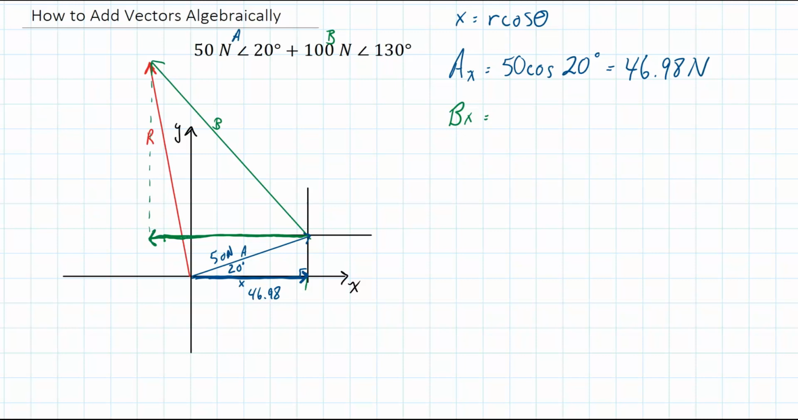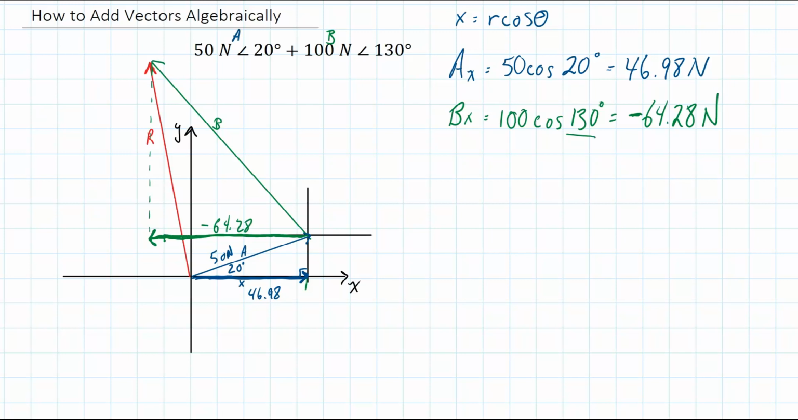This will be 100 cosine 130 degrees. On the calculator, that comes to be minus 64.28 newtons. The negative is because we're talking about an angle that is in quadrant 2 where cosine is negative. That's why we get a negative value. So this is negative 64.28, telling us that it's going to the left.